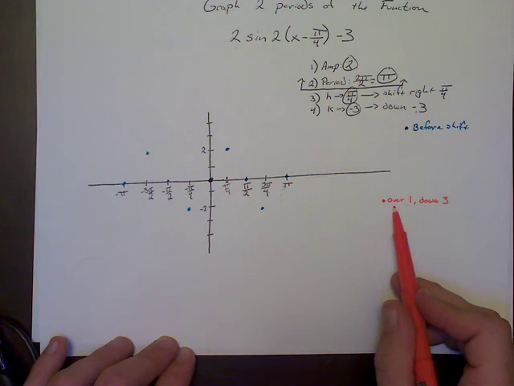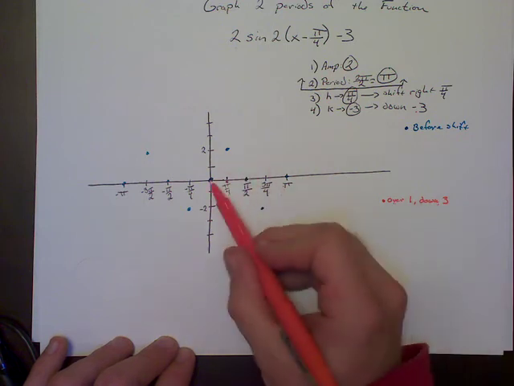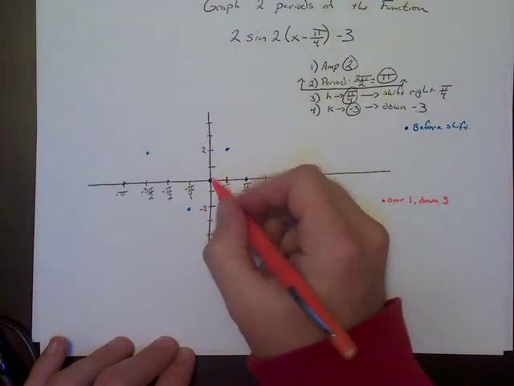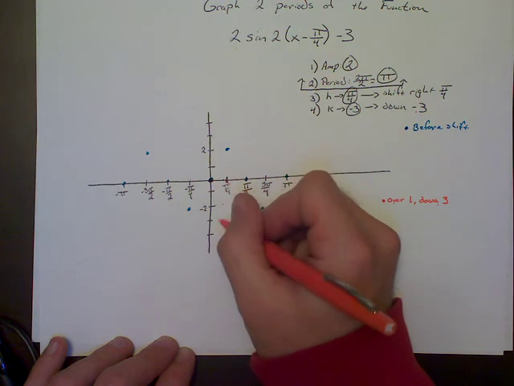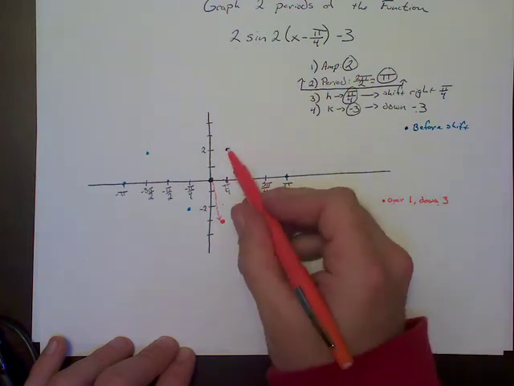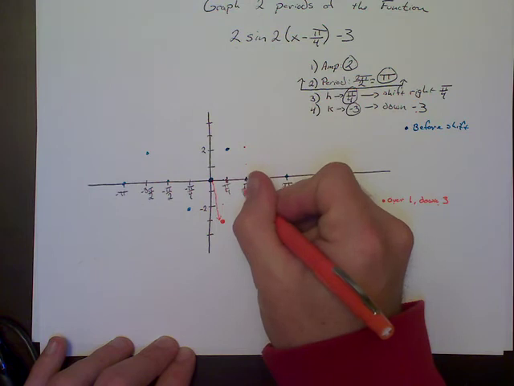So basically what you want to do is for each of these blue points, go over 1 and down 3. So over 1, then down 1, 2, 3. So now this point has shifted over 1 and down to this point. Okay, so this point is now down here. I'm going to do the same thing with this. Over 1, down 1, 2, 3.